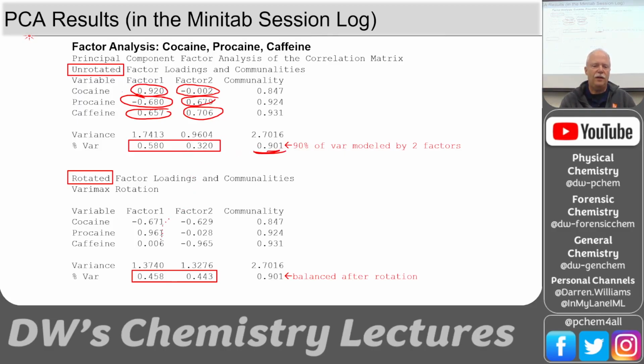Now, if you notice, this is a little imbalanced. 0.58 of the variation is covered by factor 1, and 0.32 of the variation is covered by factor 2. And so there's a checkbox, rotated or not rotated. If you do the rotated loadings, these percent variables are more even. And these are different factors.